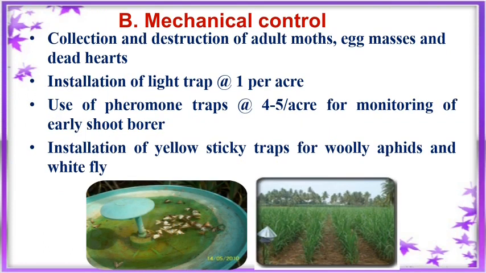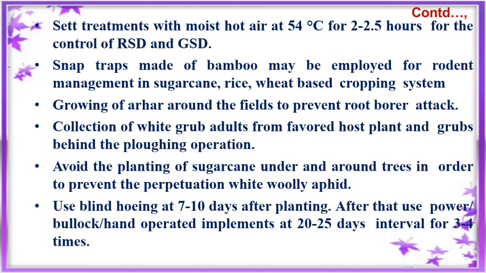In case of mechanical control, we can use different traps like a yellow sticky trap for sucking pests, then a light trap for nocturnal insects, and a pheromone trap for lepidopteran insects. These are the different recommended mechanical practices to avoid the infestation of different pests.